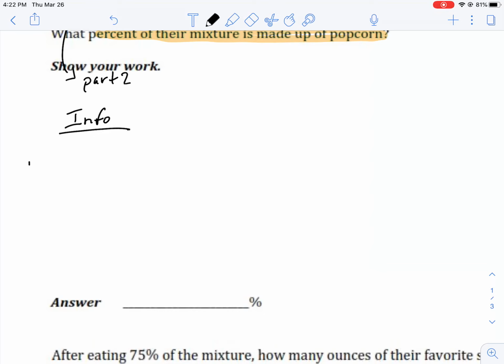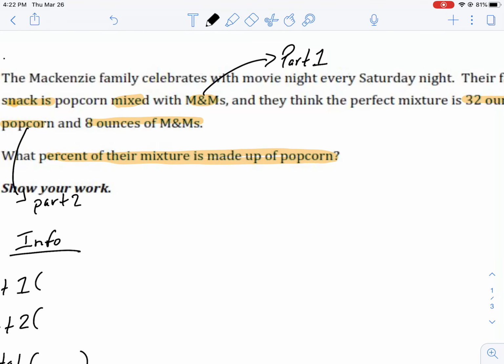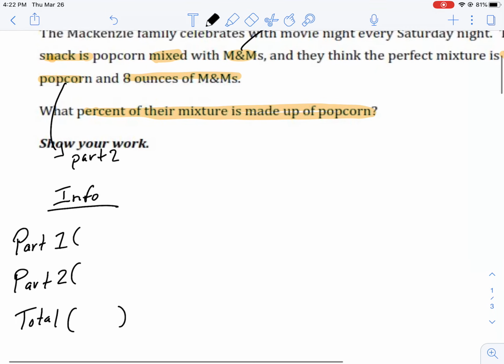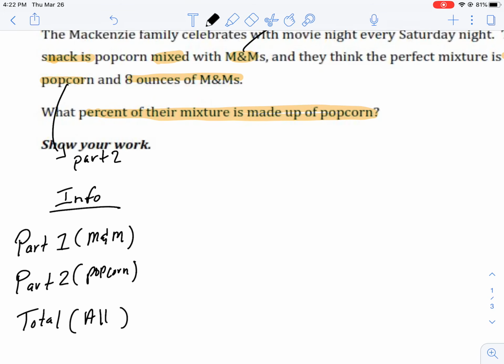So we have info, part 1, part 2, and we have our total. Part 1 we said was a mixture of popcorn and M&Ms. So part 1 we're going to say are M&Ms. And part 2 is our popcorn. All right. And then the total represents all of it combined.